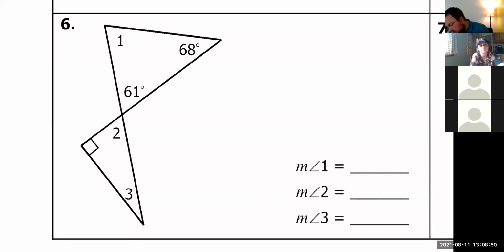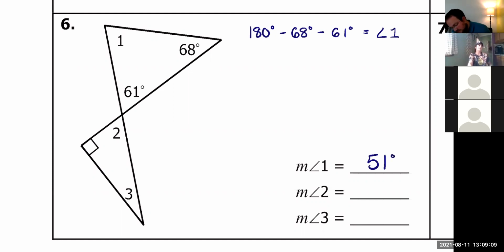So working towards angle 1, we know that the sum of all the angles up there should be 180. So if I take the 180, subtract the 68 and the 61, I should end up getting angle 1, which is 51 degrees. What about angle 2? That one seems tricky. I only know one of the angles in that triangle, and that's the right angle.